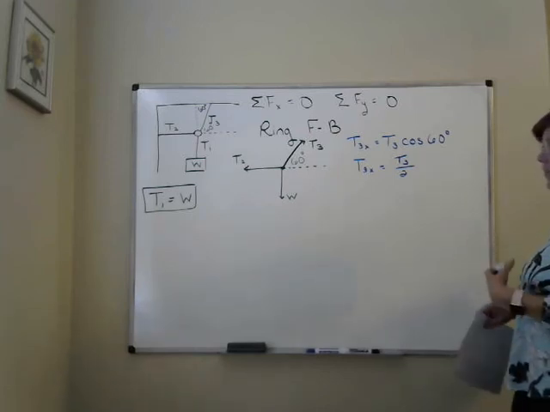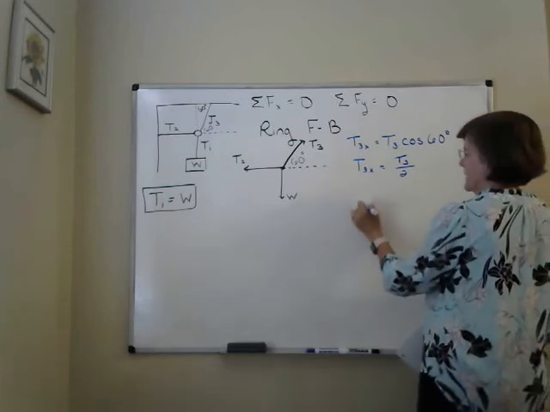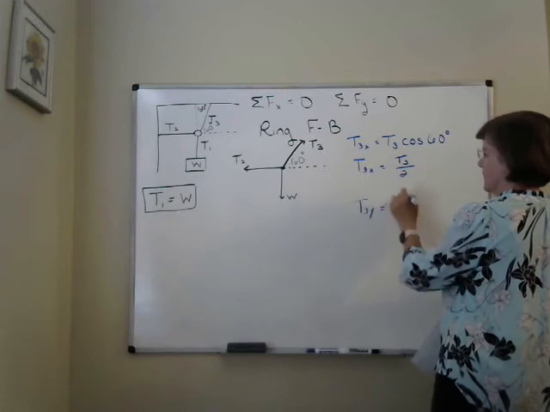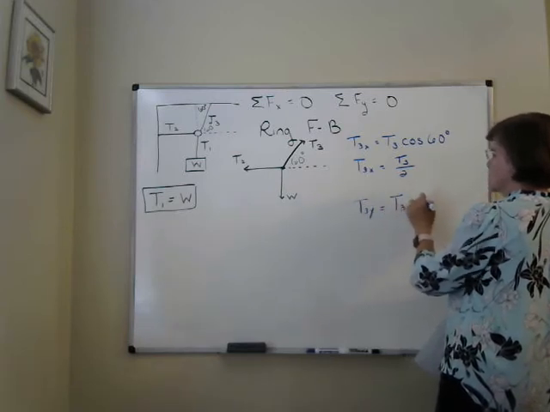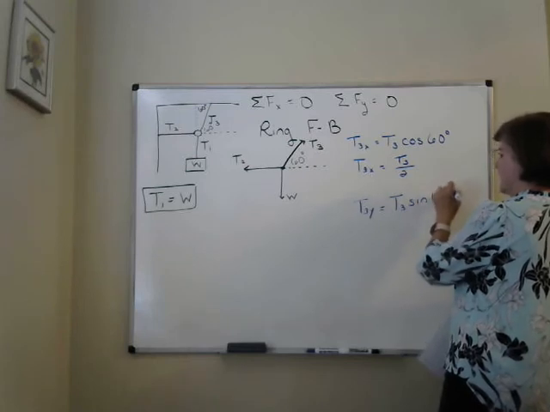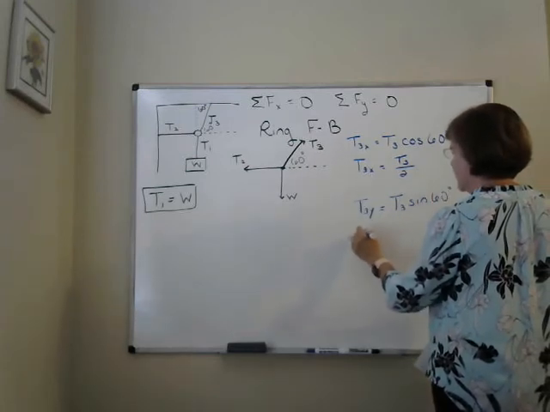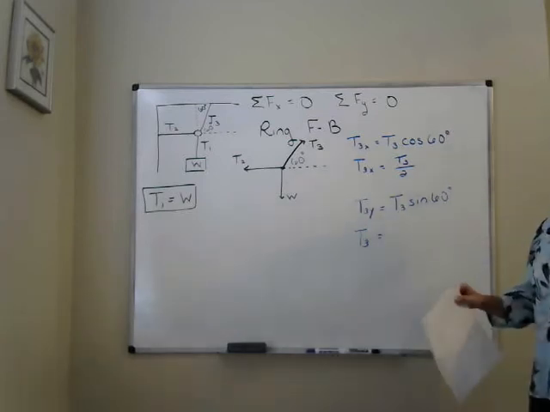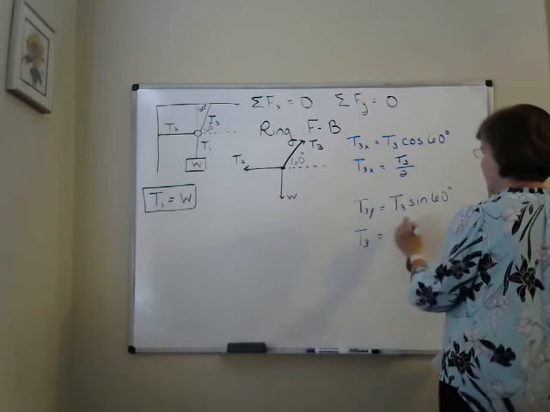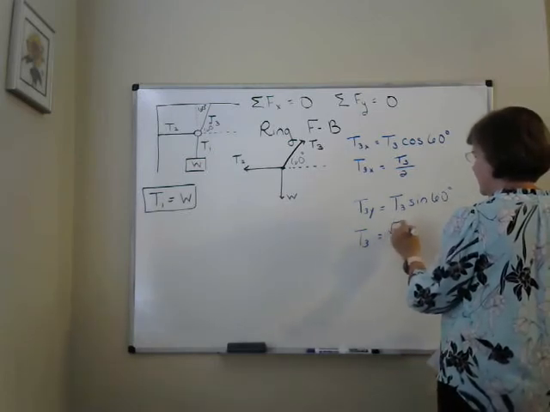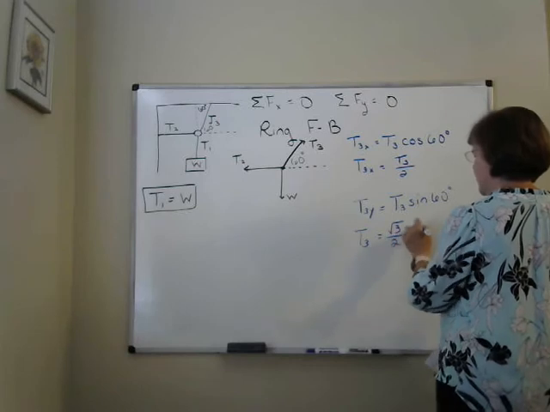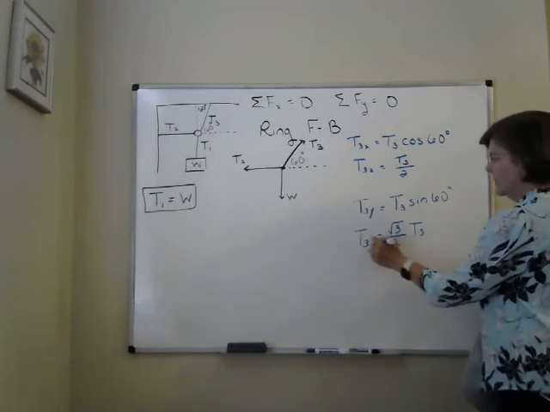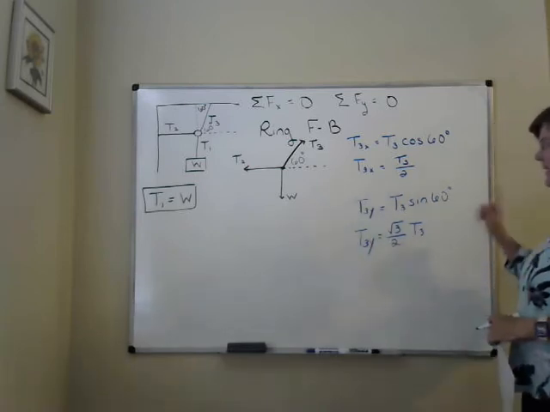All right, now we need the y component. T3y is T3 sine 60. And that one you may not remember, but the sine of 60, you can do it in a calculator and get a decimal. It's like 0.866, whatever. Or for right now, I can just say sine 60 is √3 over 2 T3. That's T3y. That's how much of it is going up.